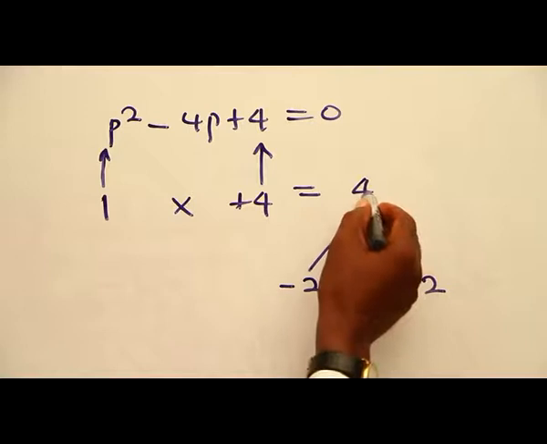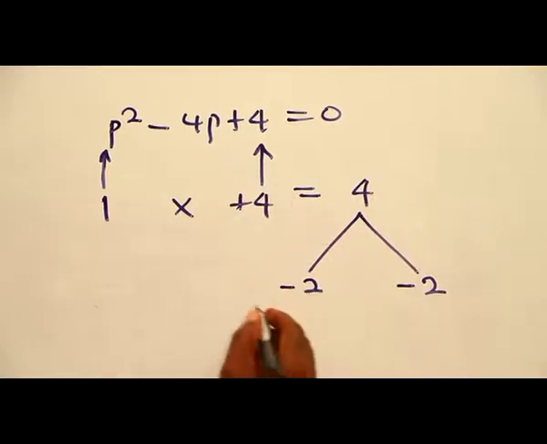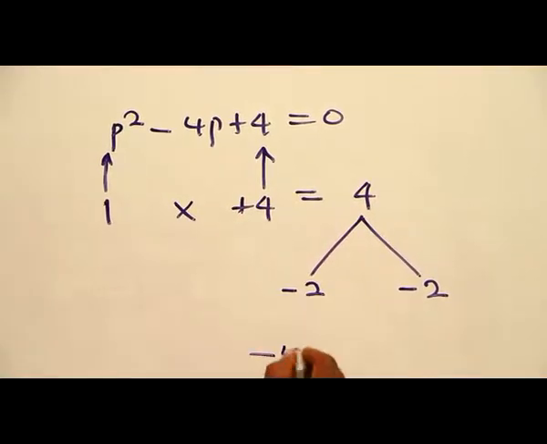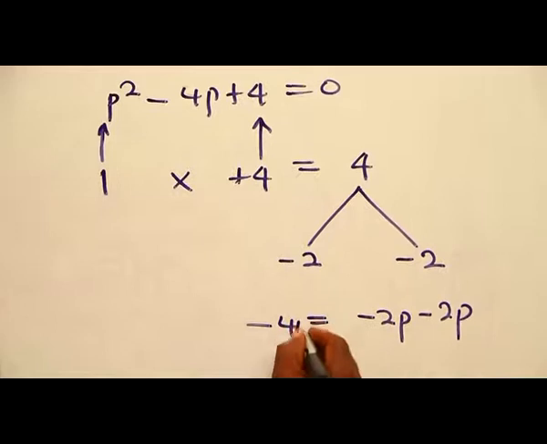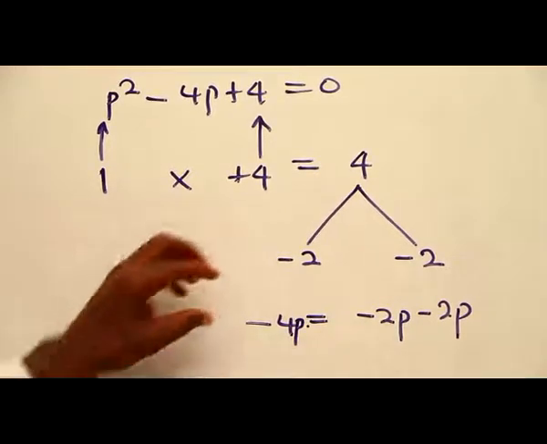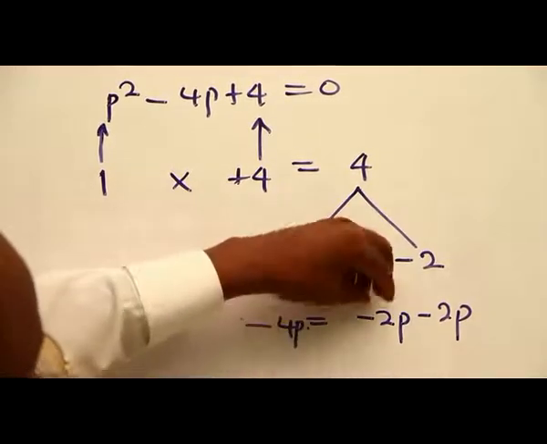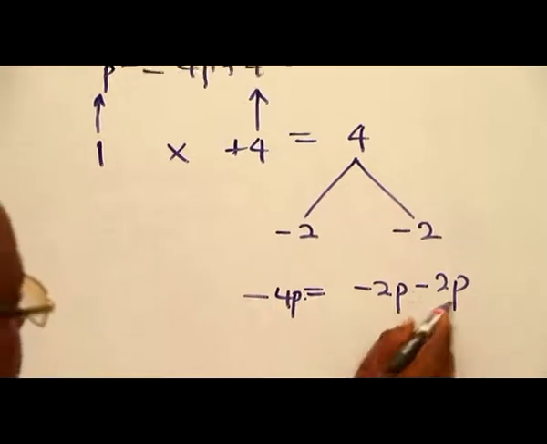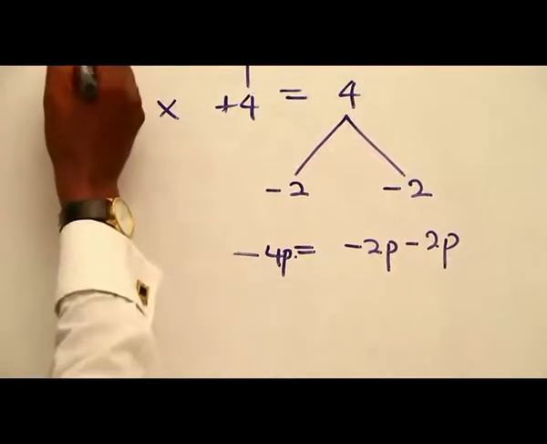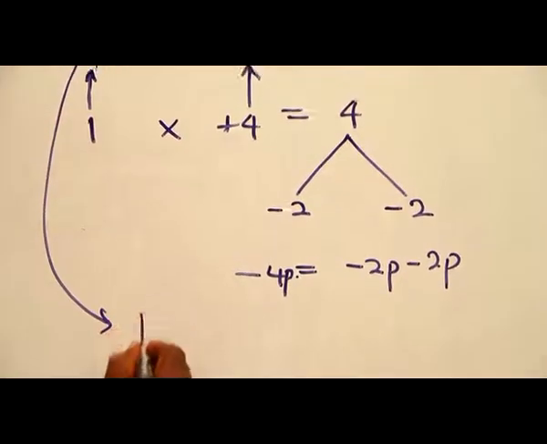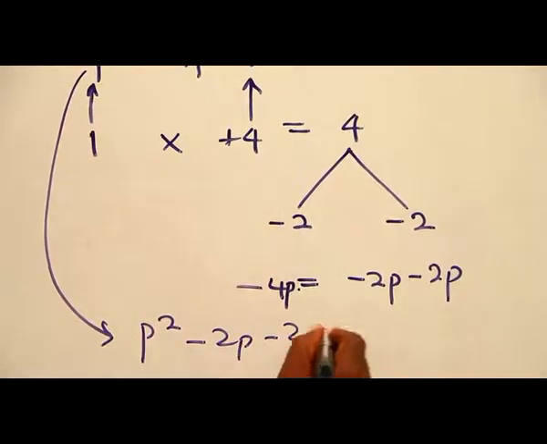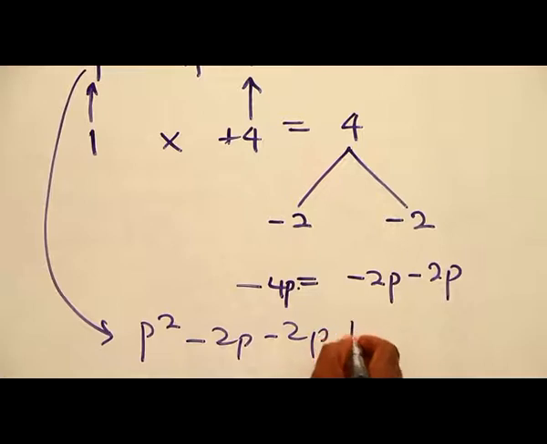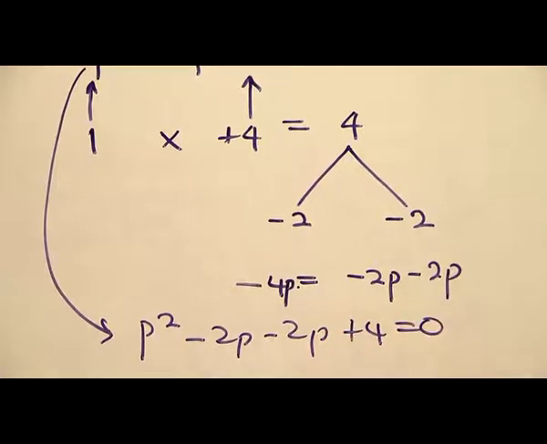So we now replace your minus 4, so your minus 4P will now be equal to minus 2P and then minus 2P. So we will now replace our minus 4P with minus 2P and minus 2P. So we will write this one as P squared minus 2P minus 2P, and then we have your plus 4. Everything is equal to 0.